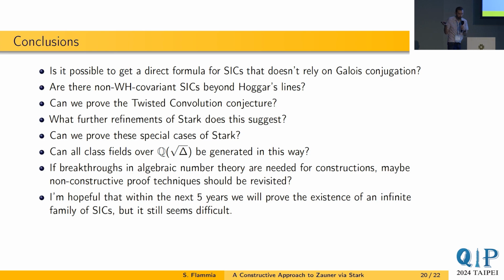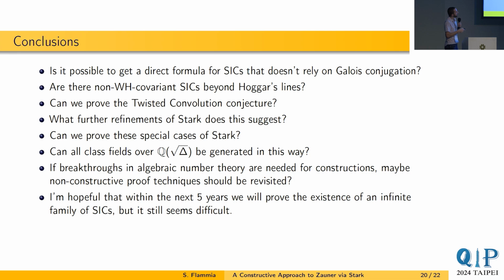So there's a bunch of open questions here. Is it possible to get a direct formula that doesn't have to do this weird necromancy thing? Are there non-Weil-Heisenberg covariant SICs beyond just this one sporadic example that I mentioned? Can we prove this twisted convolution conjecture? Do we generate all the abelian extensions of these real quadratic fields from this? If so, that would be very interesting. We can prove that we can generate a constant fraction of them in an asymptotic density sense. But we can't get all of them, it seems.